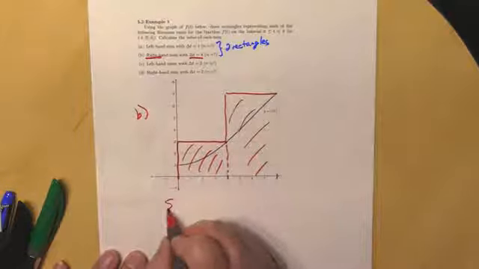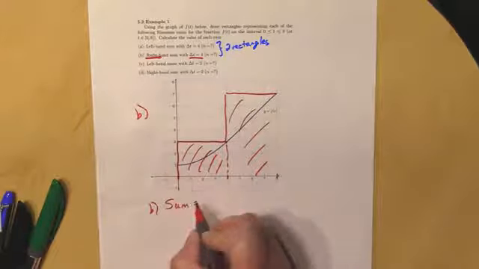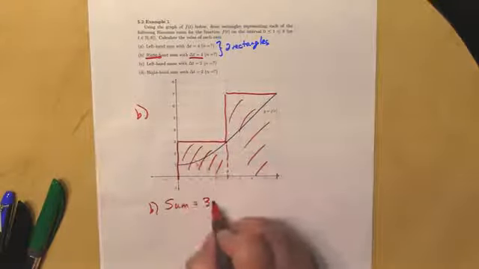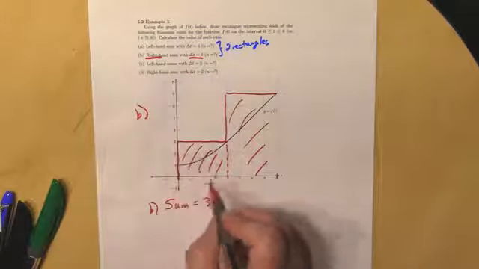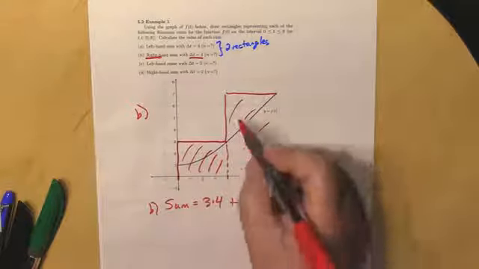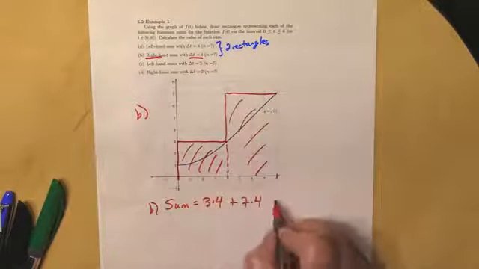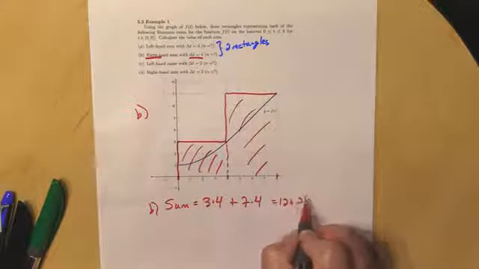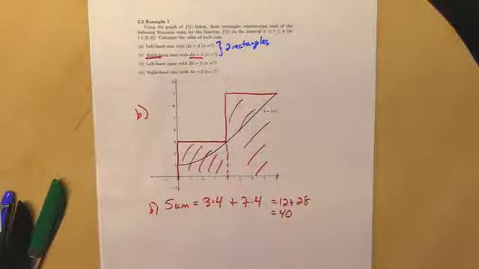So for part B, the sum is going to be 3 times 4, right? Height of 3, width of 4, plus 7 times 4, height of 7, width of 4, 12 plus 28, or 40. So for part A we got 16, and for part B is 40. The actual area under the curve is somewhere in between. We could take the average, or we could use part C and D to estimate even better.